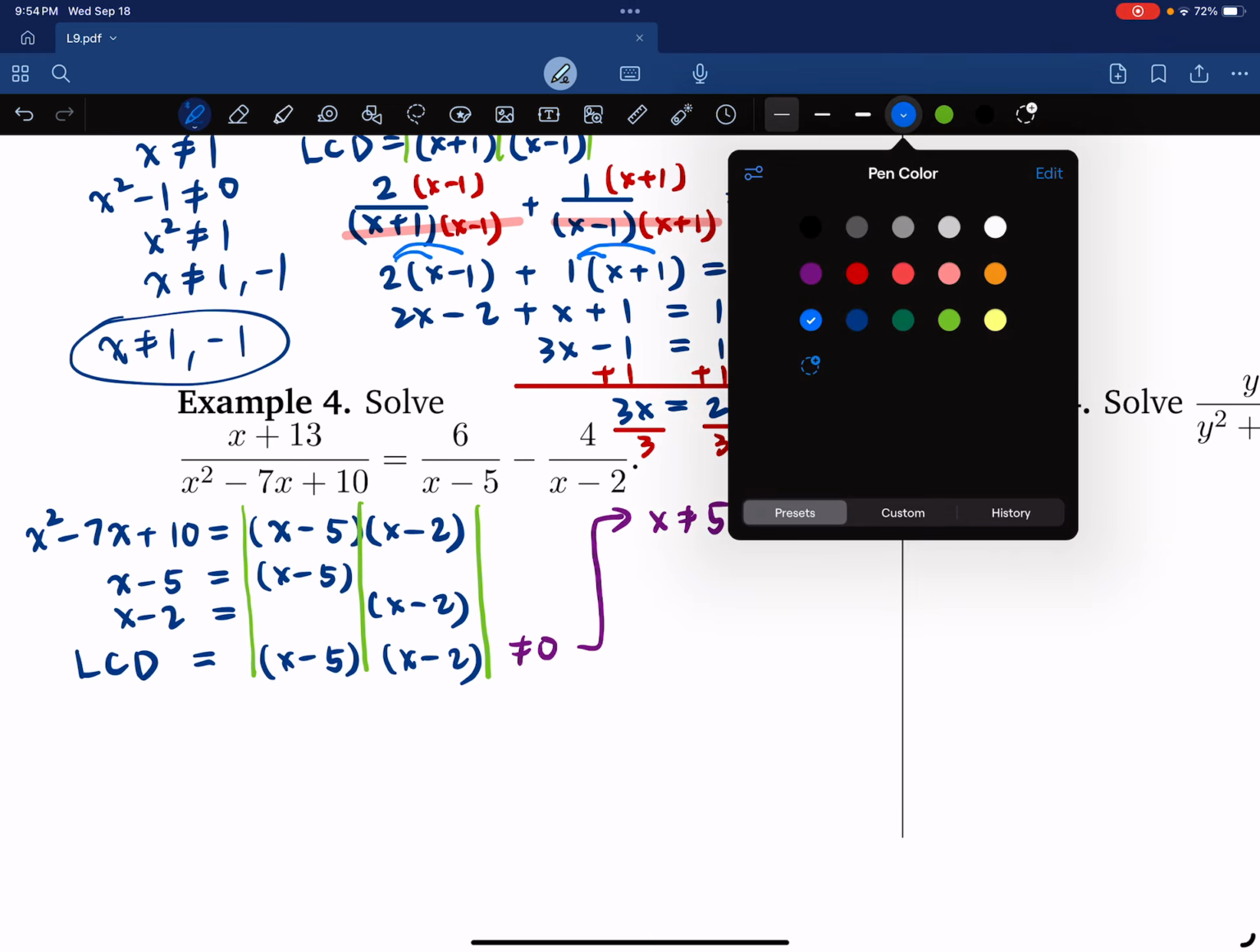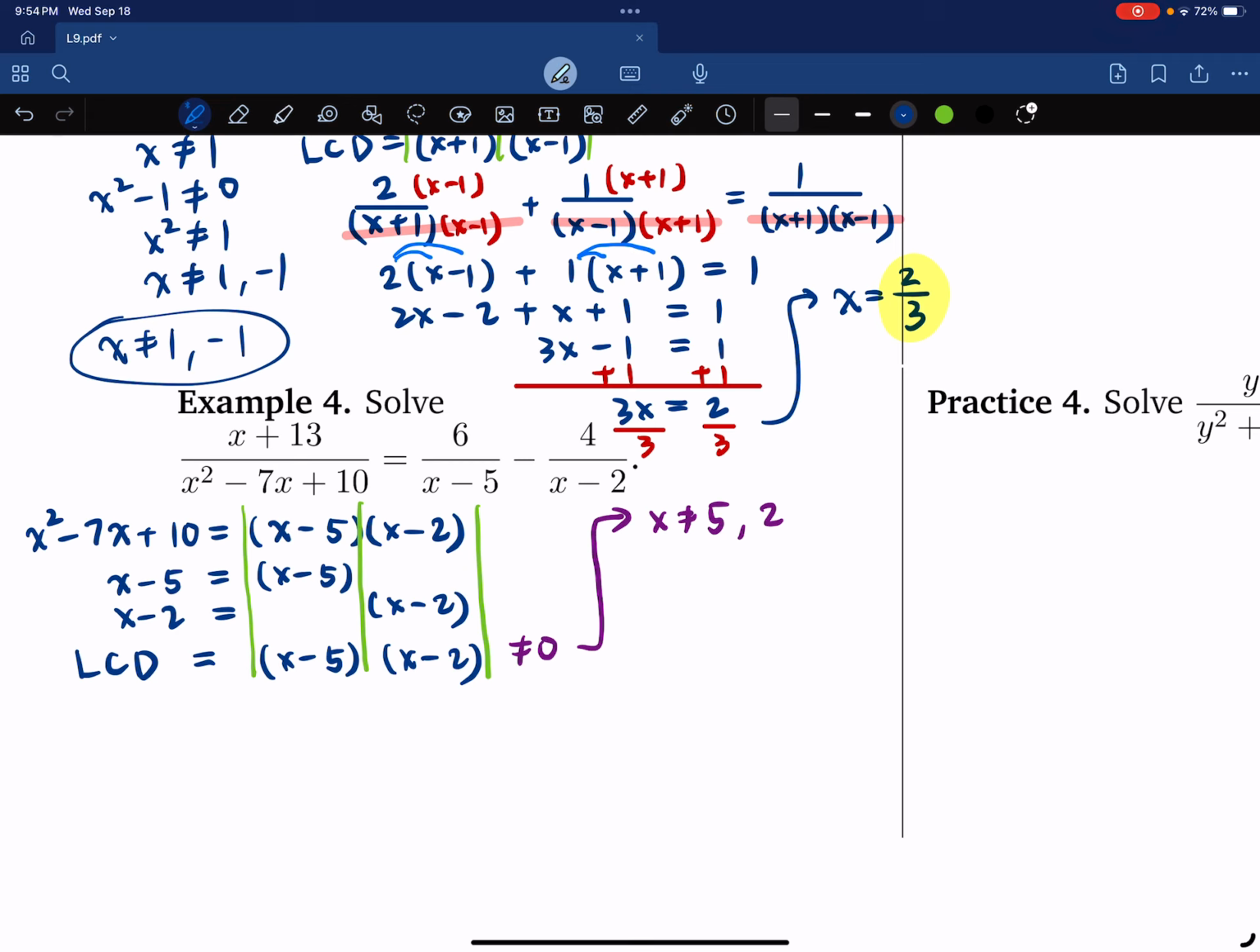Okay, we have this LCD figured out. Let's do the transformation. On the left-hand side, we don't need to transform because the denominator is the LCD. I'm going to rewrite this using the factor form. All right, on the right-hand side, the first one is 6 over x minus 5. It's missing x minus 2, so I'm going to multiply both the top and the bottom by x minus 2.